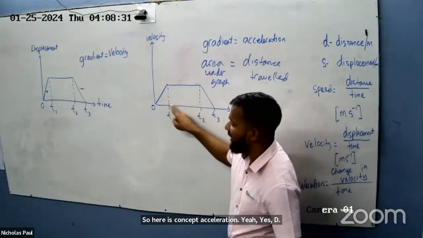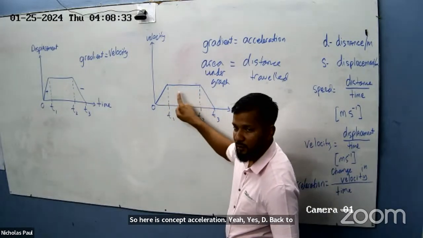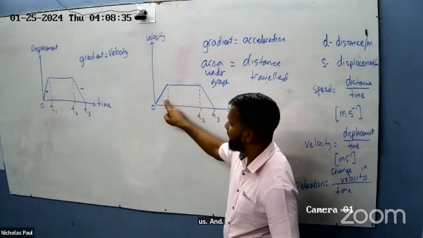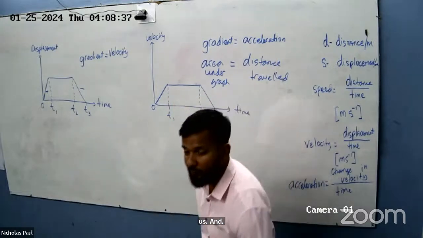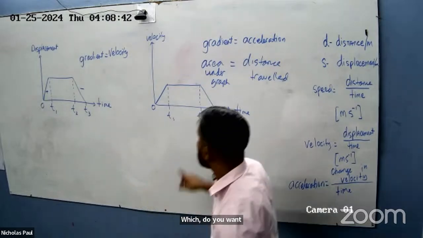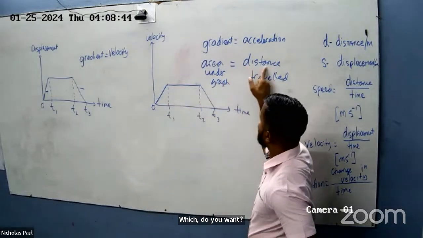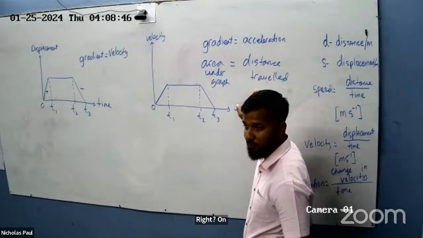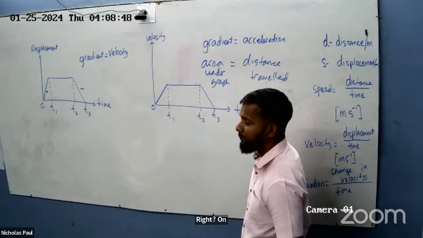And underneath here is what? Right? Underneath here is what? Which gives you the what? Right? So underneath here gives you an idea of the distance traveled. Okay? Write up, please. Each one, right?